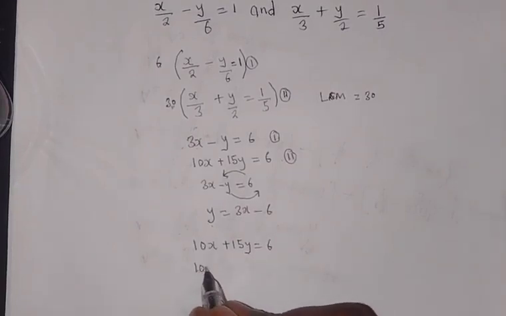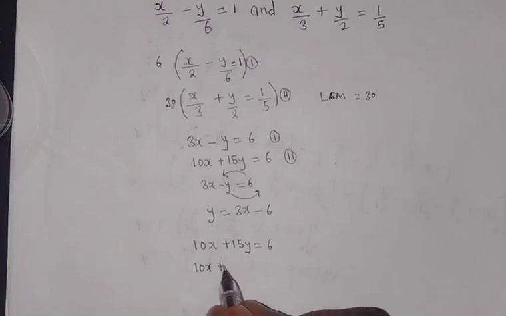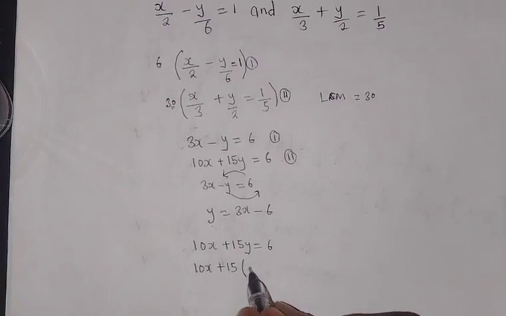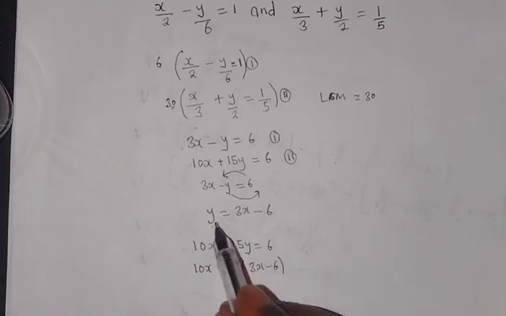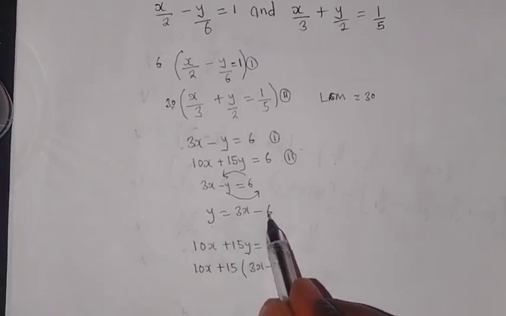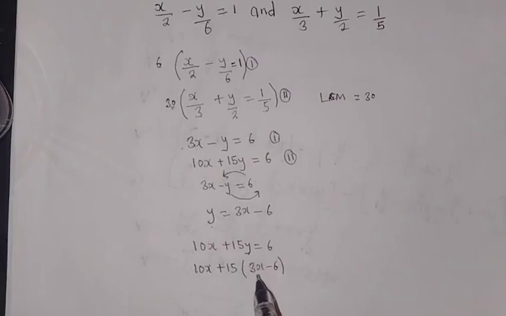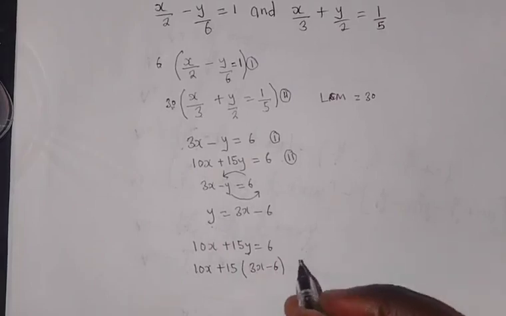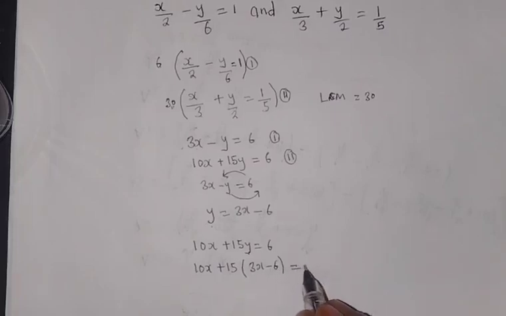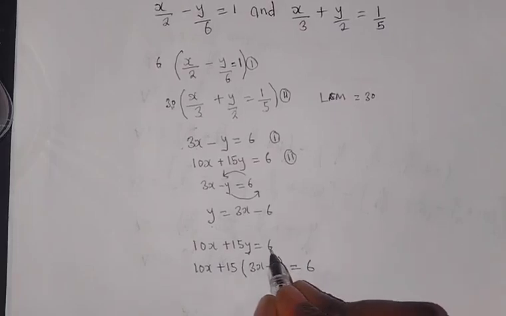So we are going to write 10x plus 15. Here where there is a y, we are going to put 3x minus 6, because we are saying y is equal to 3x minus 6. So we are substituting where there is y, we put 3x minus 6 so that we calculate for x. Then is equal to what? A 6. This is a 6 here.